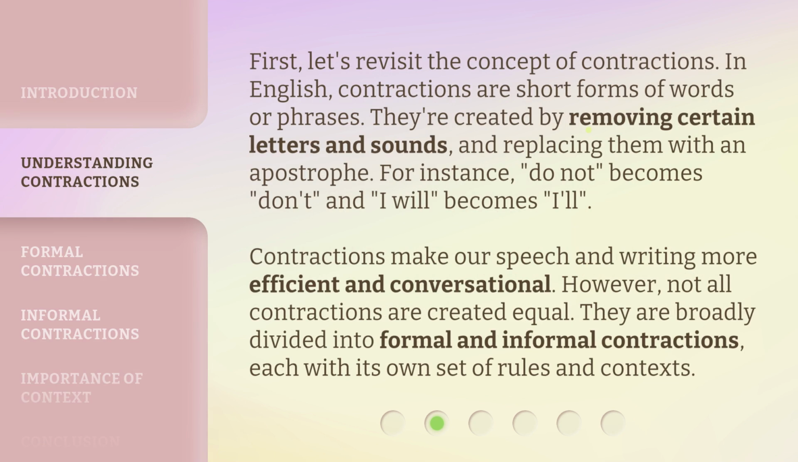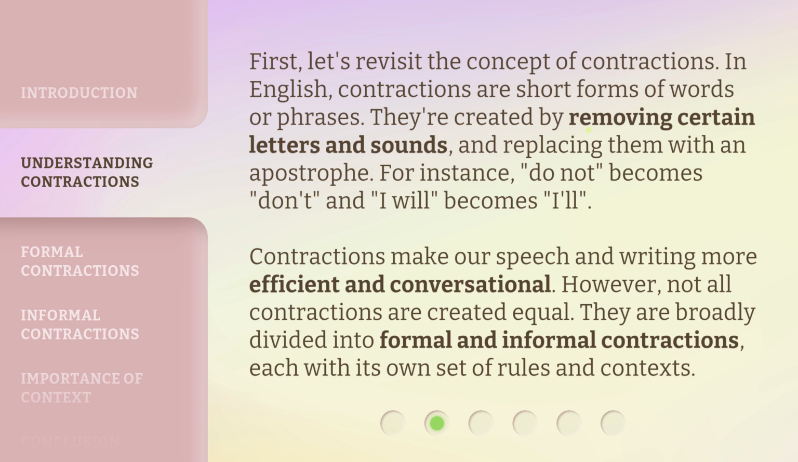First, let's revisit the concept of contractions. In English, contractions are short forms of words or phrases. They're created by removing certain letters and sounds, and replacing them with an apostrophe. For instance, do not becomes don't, and I will becomes I'll. Contractions make our speech and writing more efficient and conversational.